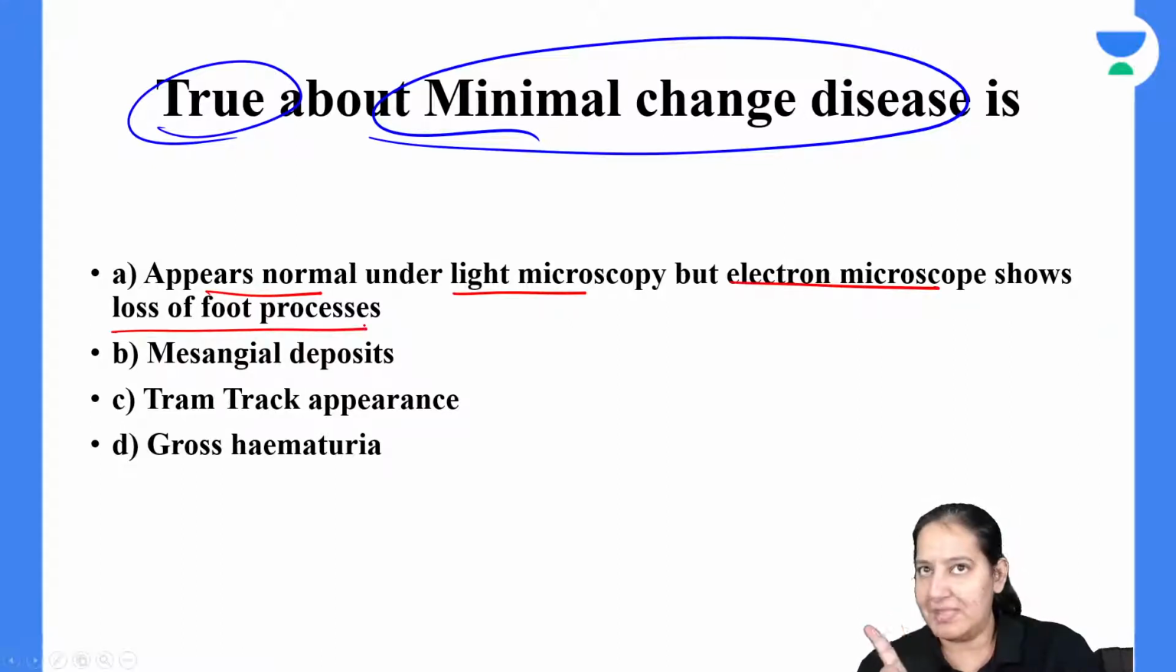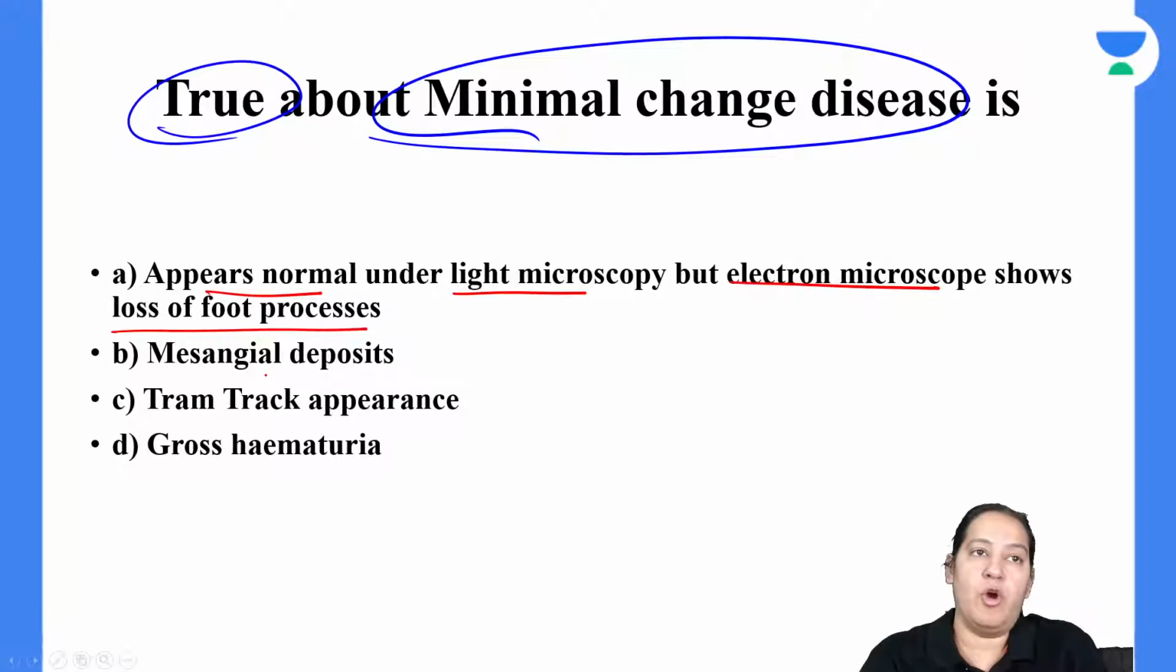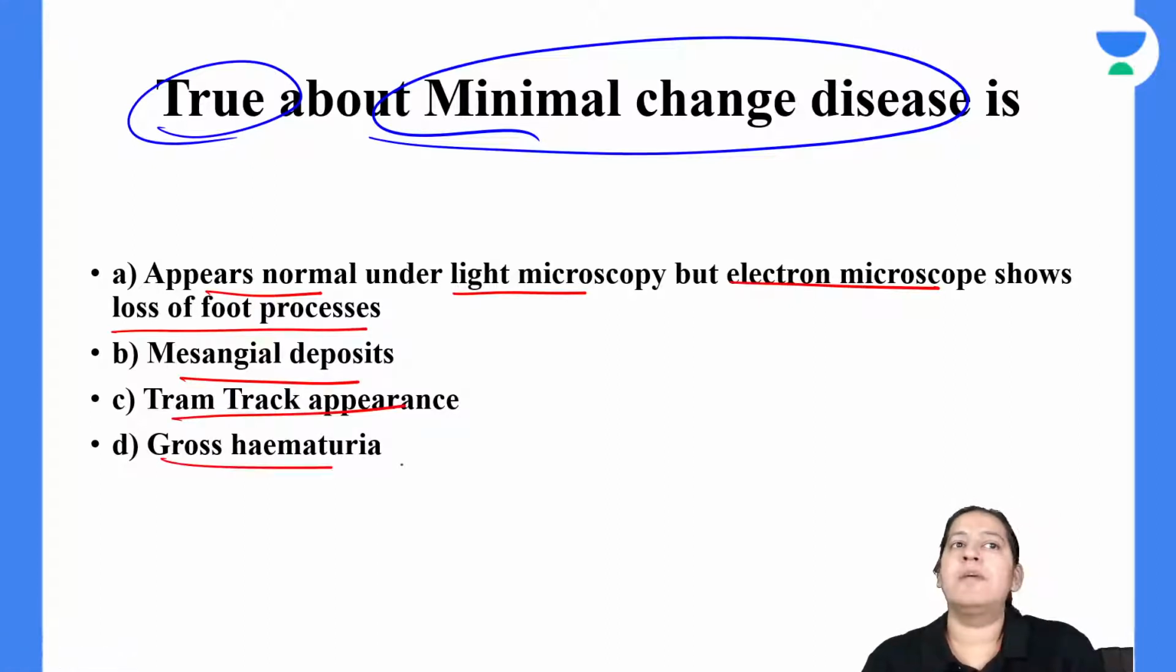Is it a true statement? Yes or no? Read the other 3 options also. Mesangial deposits are seen. Tram tract deposits are seen, or gross hematuria is seen.